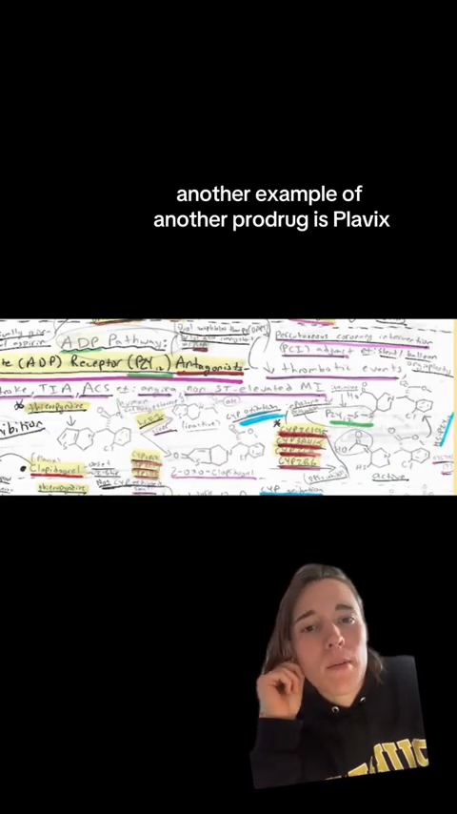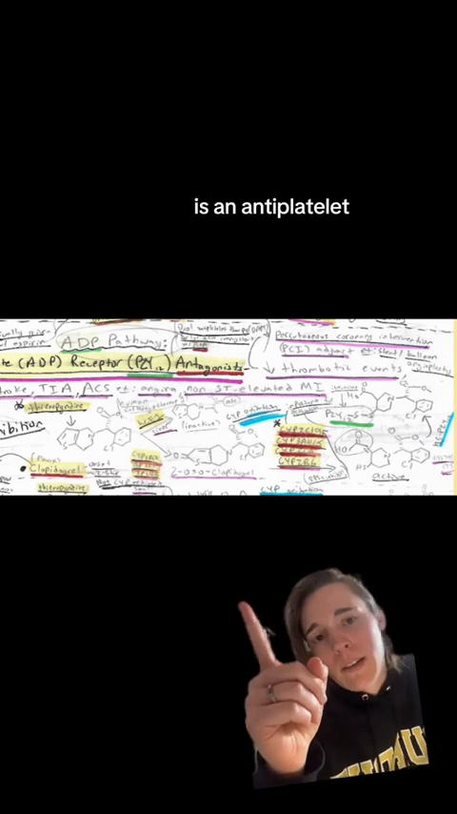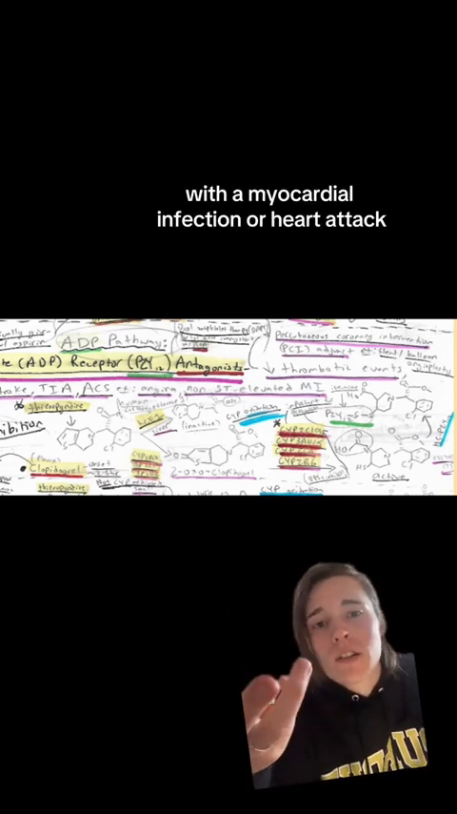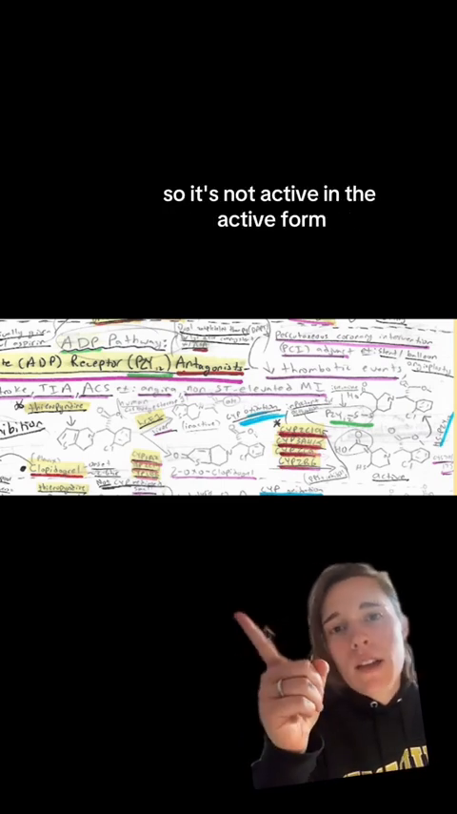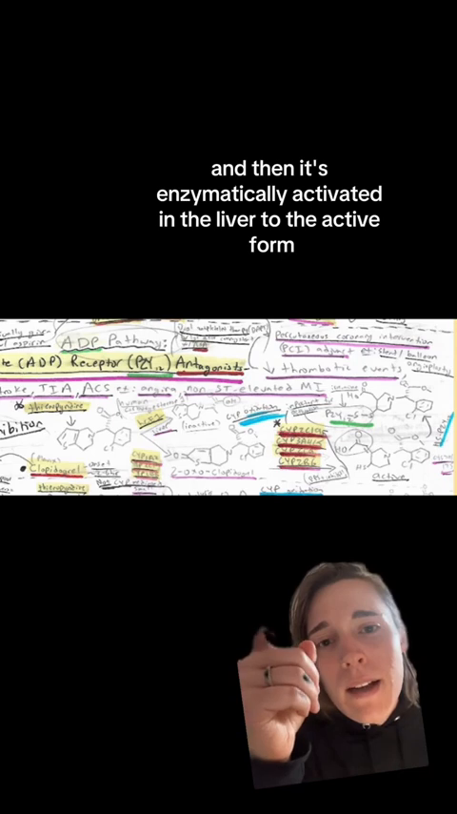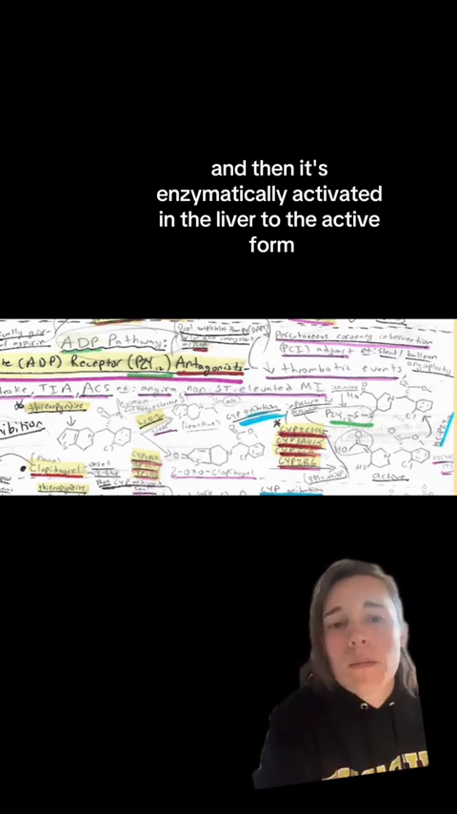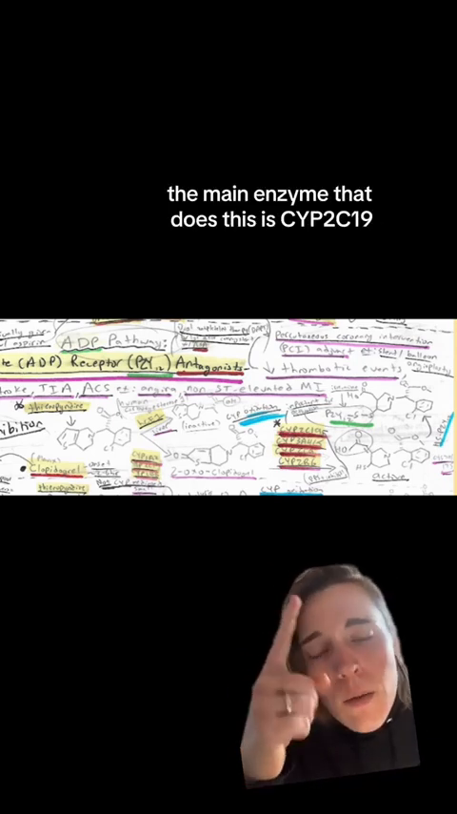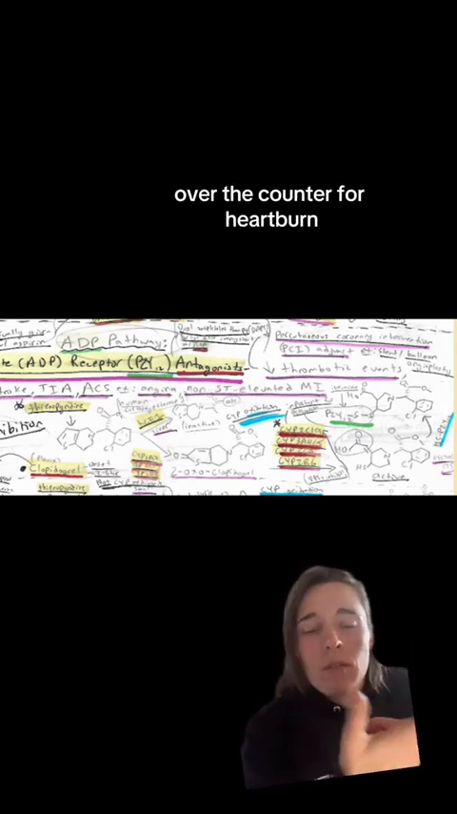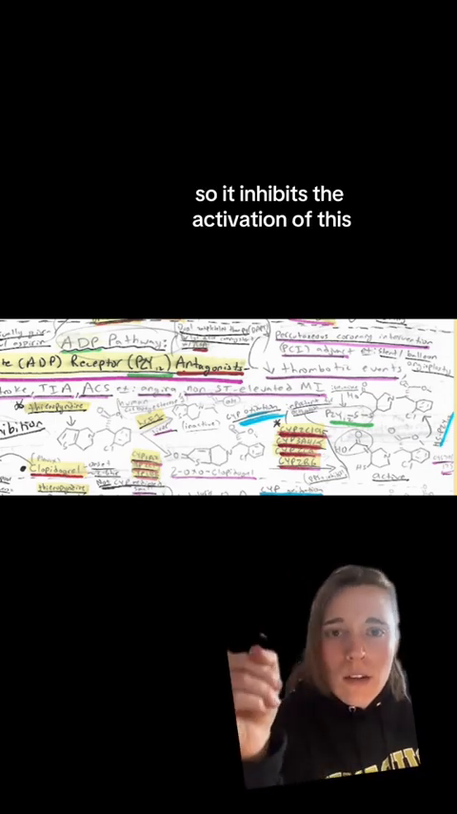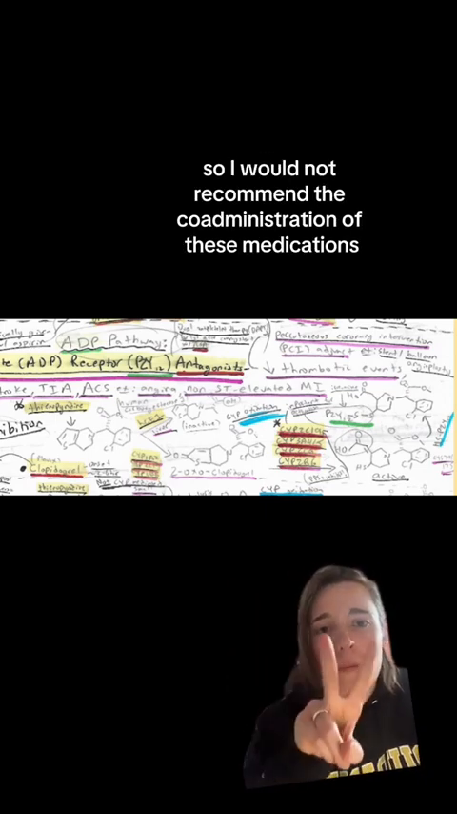Another example of another prodrug is Plavix or clopidogrel. This is an antiplatelet. We give patients usually after they get a stent with a myocardial infarction or heart attack, and then we give it to them after strokes and stuff. So it's not in the active form, and then it's enzymatically activated in the liver to the active form. The main enzyme that does this is CYP2C19. It's important to know that Prilosec or omeprazole, over-the-counter for heartburn or acid reflux or GERD, is an inhibitor of this, so it inhibits the activation of this. So I would not recommend the co-administration of these medications in someone, say, who just had a heart attack and is just recently stented.